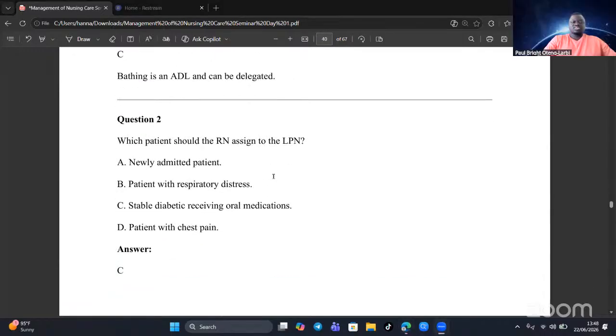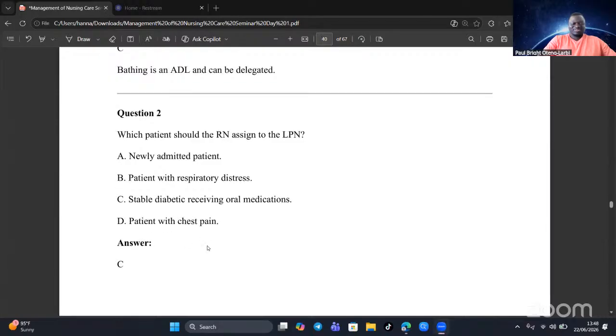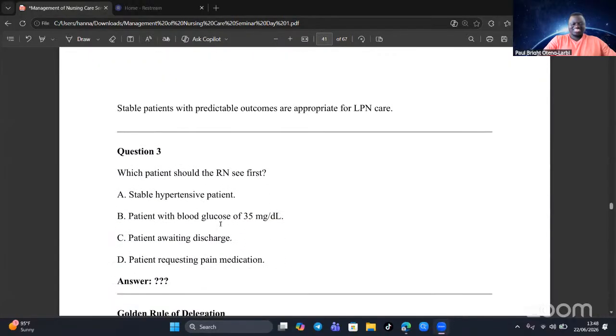Okay. Which patient should the RN assign to the LPN? One with stability, diabetic, receiving oral medication, like somebody asked on the chat box. Okay. Yes, Mama will bathe patients for us.